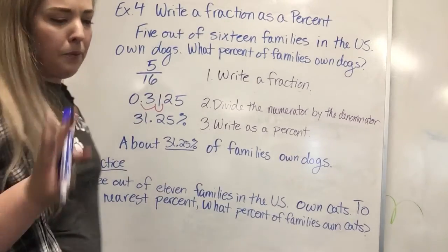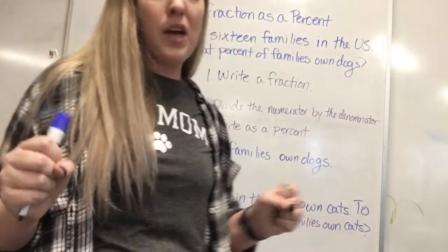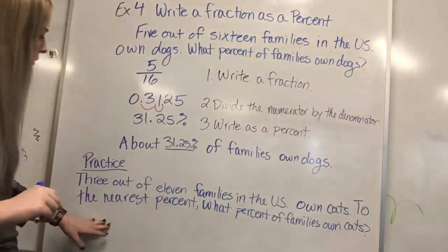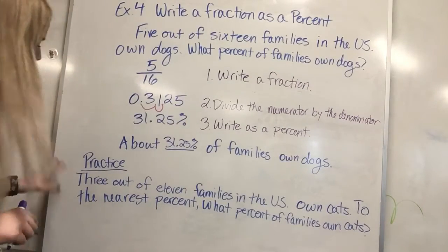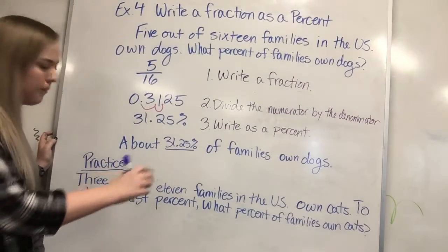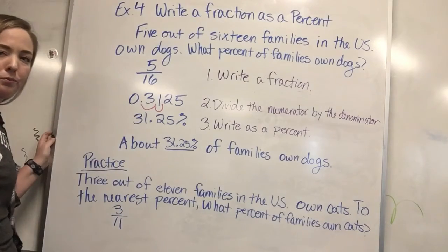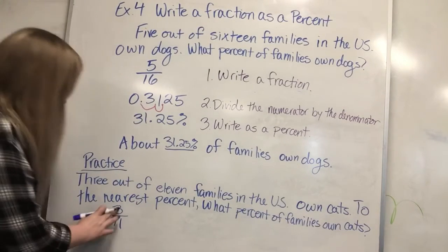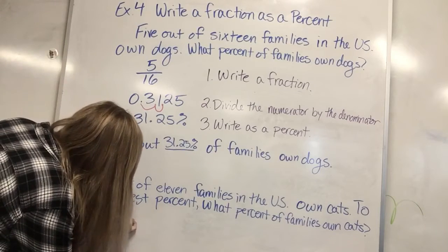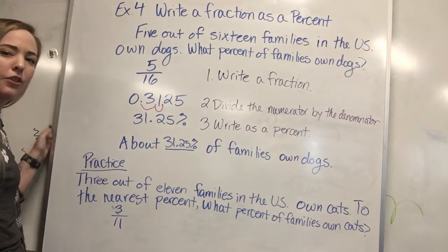All right, so hopefully you paused. I really hope you're pausing, guys. Just like we did before, we're going to make our fraction. So 3 out of 11 families. So you should have made the fraction 3 over 11. Let's try that again. All right, so 3 over 11.